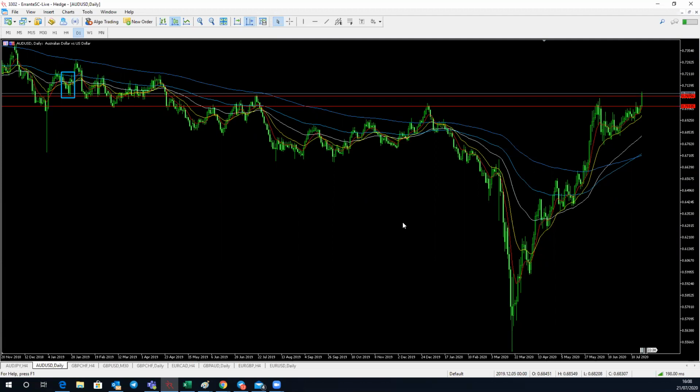So hence the reason I don't really use that principle of overbought and oversold, but I like to look into the buying and selling power, which basically is where traders fancy buying and selling at that particular location. So location is really key, important.